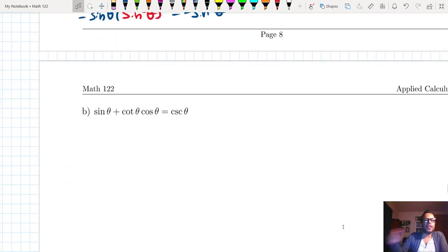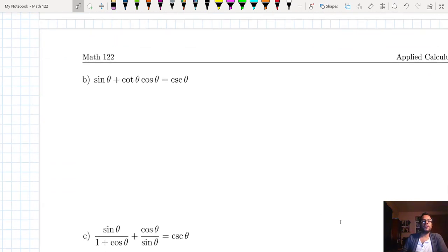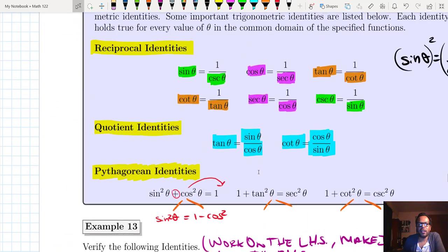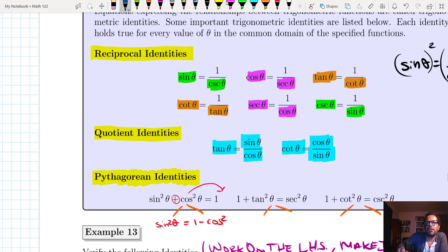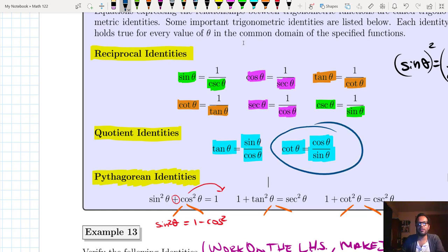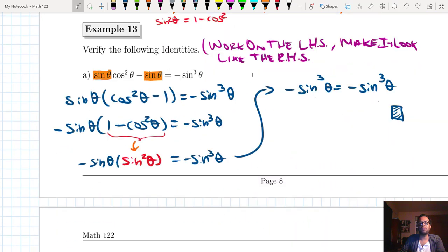All right. Sine theta cotangent plus cotangent times cosine equals cosecant. Okay. What are we going to do here? Typically when you have sines and cosines and something else, a good strategy is to write cotangent in terms of sines and cosines. Using our trigonometric identities, cotangent is cosine over sine, so you might want to replace cotangent with cosine over sine.